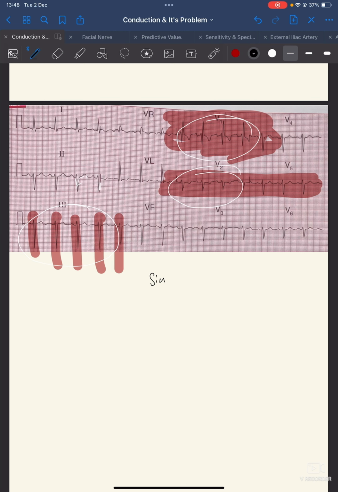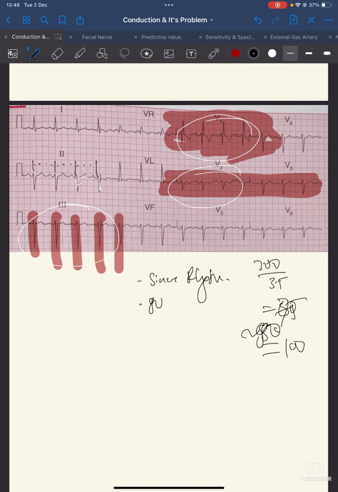So following P, I can say that this is sinus rhythm. And I would like to calculate the heart rate. So R will be here, here, here. Reading 1, 2, 3, 3.5, 1, 2, 3, 3.5. So 3.5 boxes. 300 divided by 3.5 means about, if it had been divided by 4, 75, and if divided by 3, it would have been 100. So it is about 90 beats per minute.